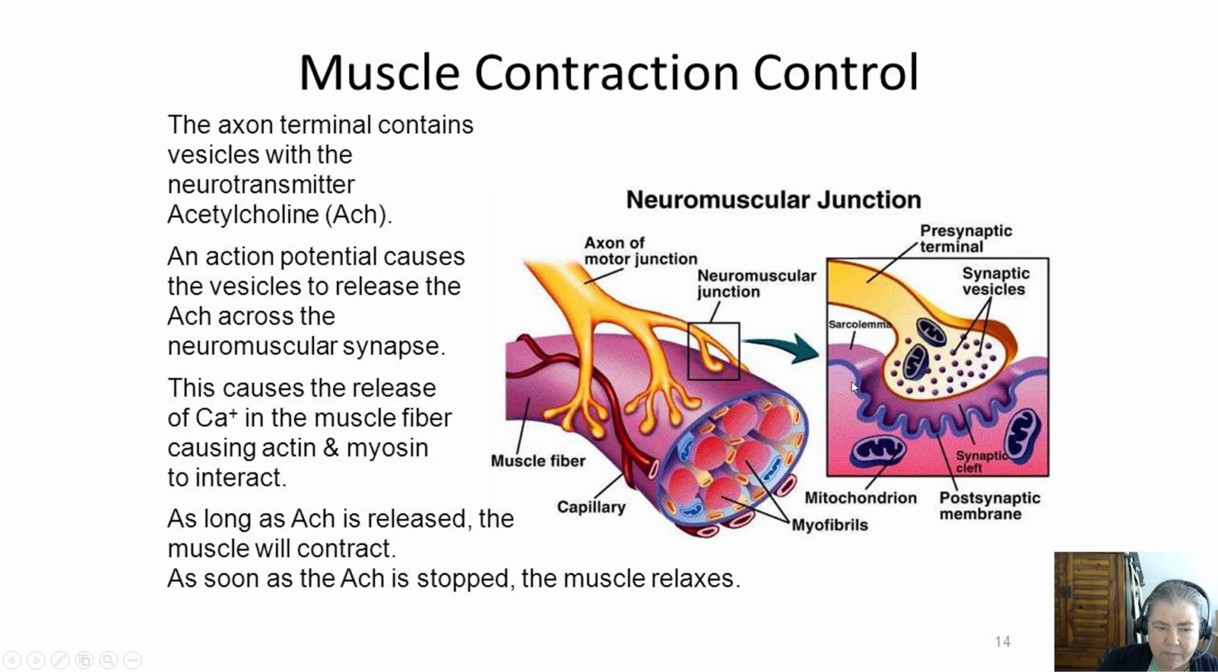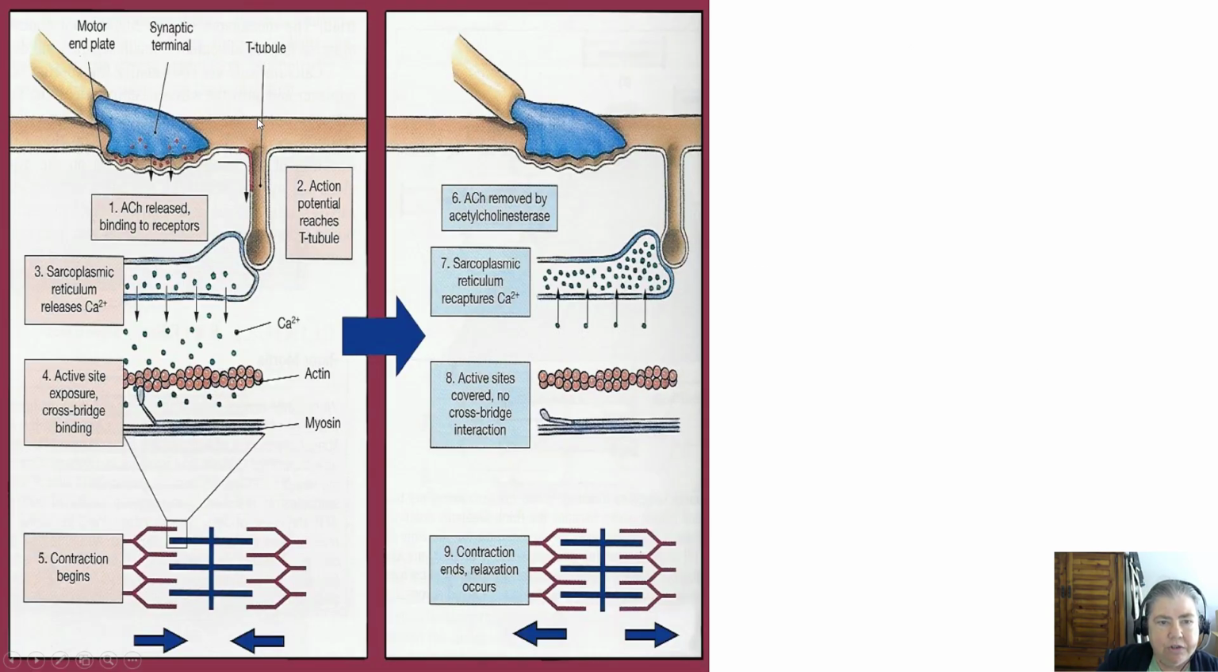As long as acetylcholine is being released, the muscle will contract. As soon as release of the acetylcholine stops, it is getting continuously inactivated here, and the muscle will relax. So it's inactivated by an enzyme called acetylcholinesterase.